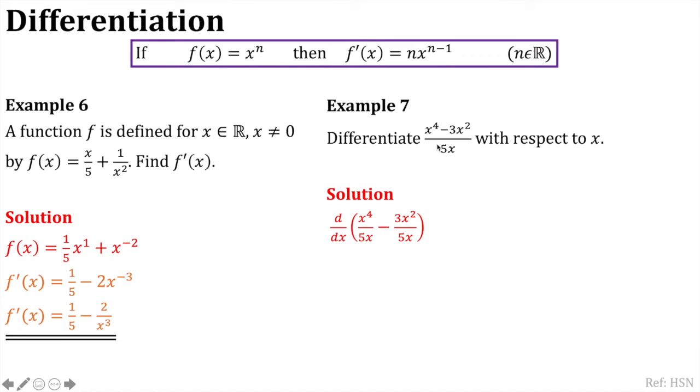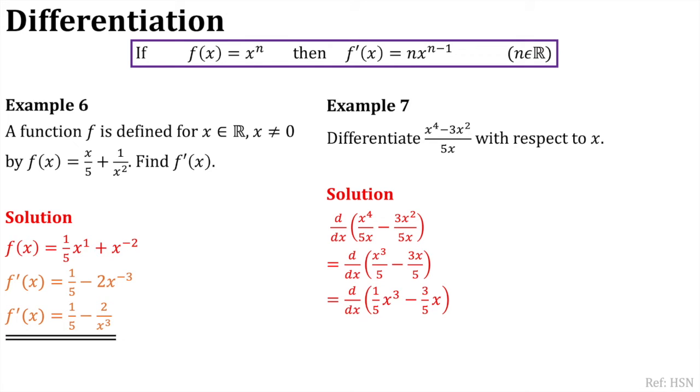Now because there is a single term on the denominator, we're able to divide each of the terms in the numerator by that single term. So you can see here we've got x to the 4 over 5x minus 3x squared over 5x. And we're able to simplify that. We get x cubed over 5, or a fifth x cubed, minus 3/5 x, or 3x over 5. So you can see there the different ways that we can write the same thing.